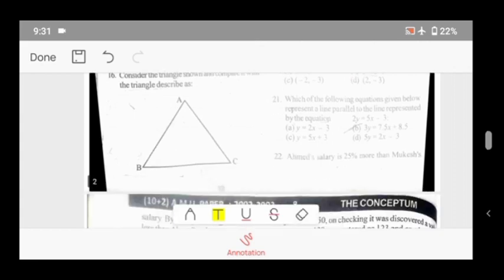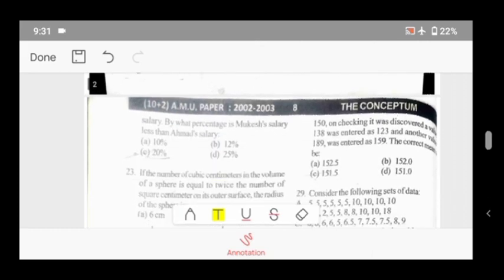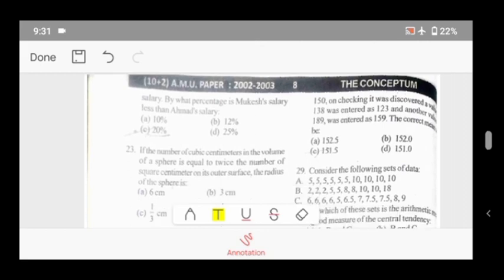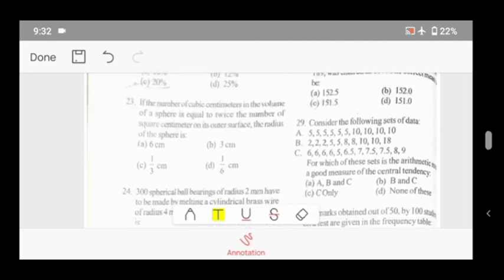Now 21: which of the following equations represents a line parallel to the line represented by the equation? So the answer will be B. Okay. Ahmed's salary is 25% more than Mukesh's salary, and you have to solve the equation by percentage, and whatever you get, the answer will be C. 23, the number of cubes. This is a question from the volume chapter.